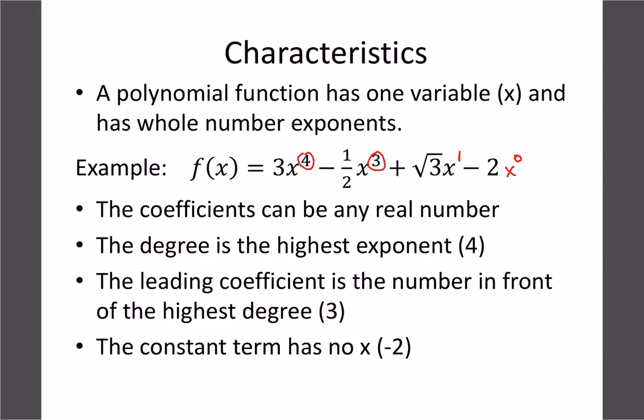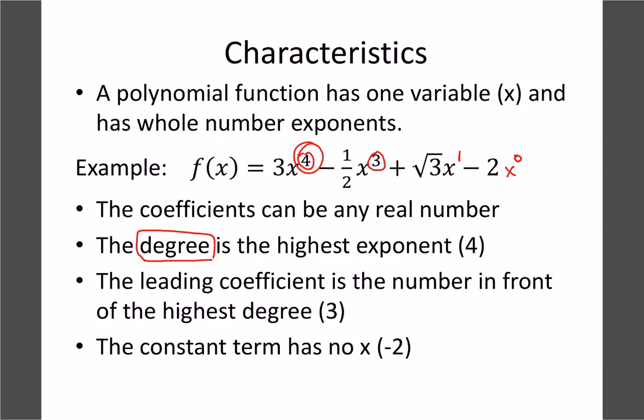Coefficients can be anything. They can be whole numbers, fractions, square roots, positive, negative. We've got all kinds of different things going on, so that doesn't really matter. What we're going to do is classify the degree of the polynomial as being whatever the highest exponent is. And in this case, it's the 4. We have x to the fourth, that's our biggest. We'd say it's a fourth degree polynomial.